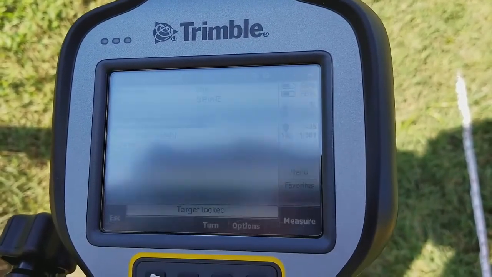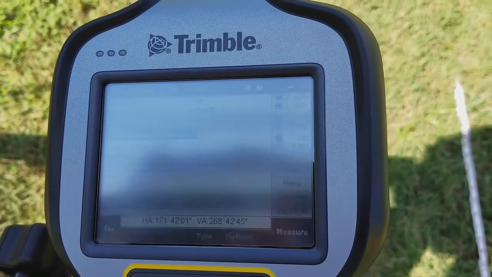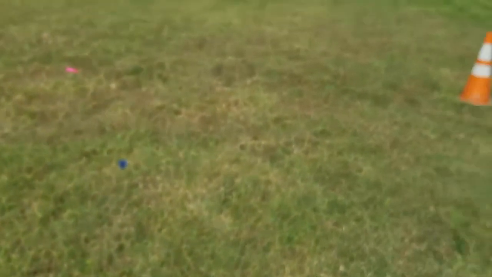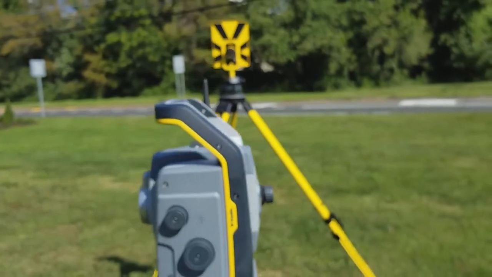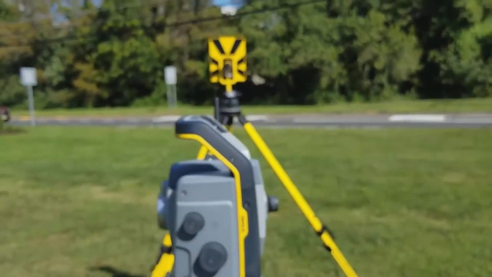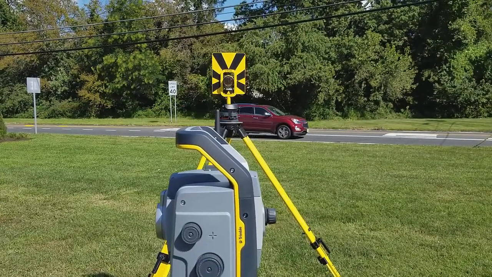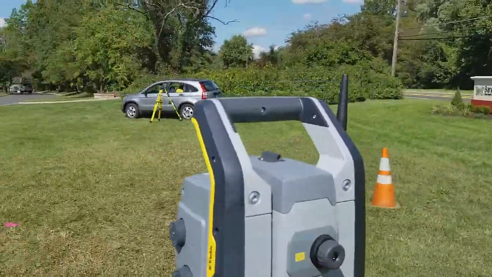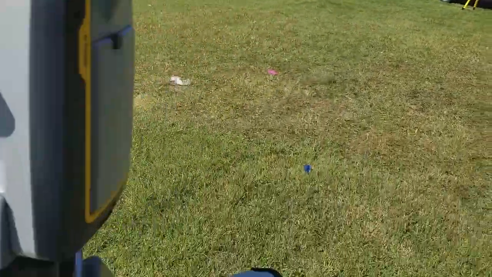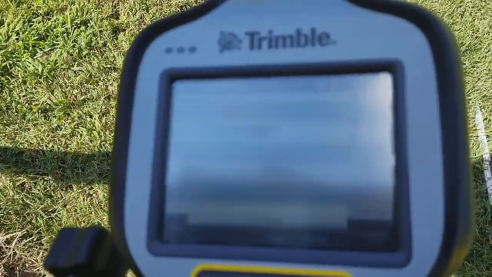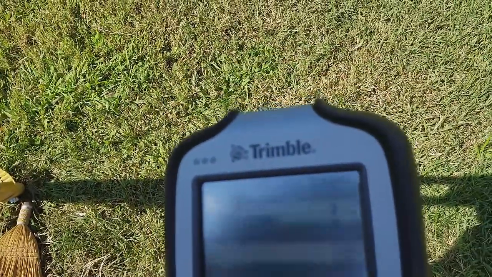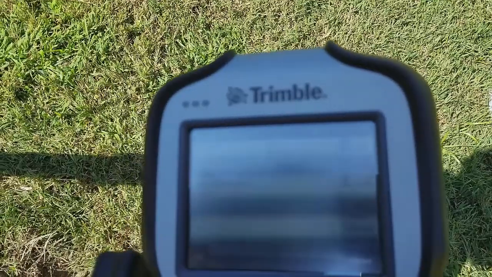No target. Target locked. I'm quite pleased to know that I can measure this short distance. So we're going to measure these 4 sets here, backsighting Station 5. No target. Target locked. A lot of traffic coming now.